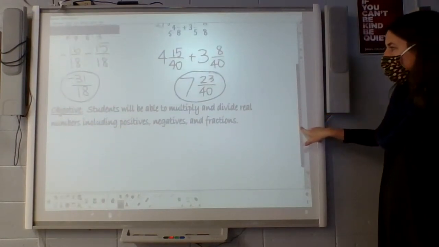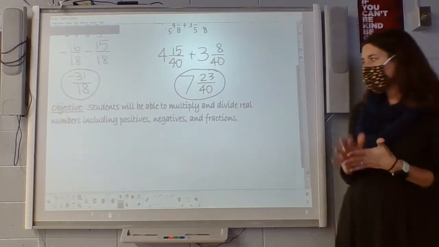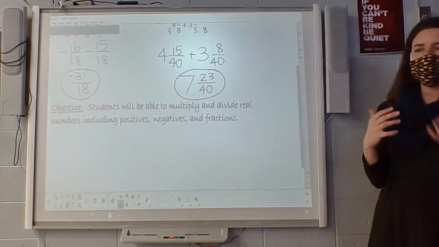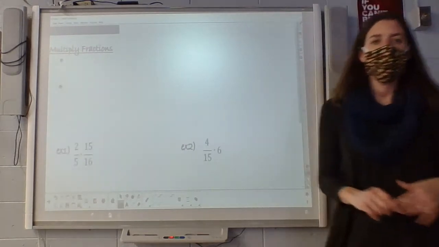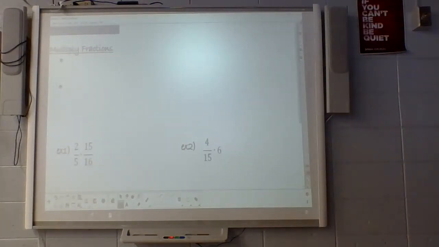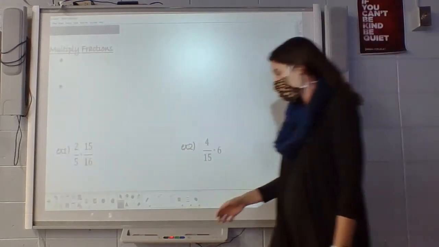So we're going to talk about multiplying and dividing real numbers, positives and negatives, but also fractions. It could be decimals. And so multiplying fractions is what we're going to talk about here. So when I'm multiplying fractions, we do not need a common denominator.